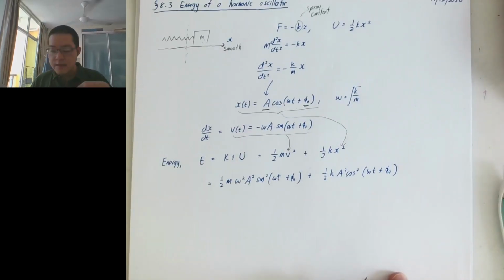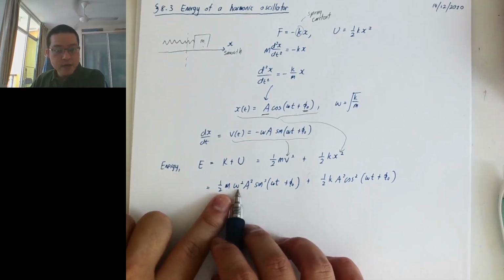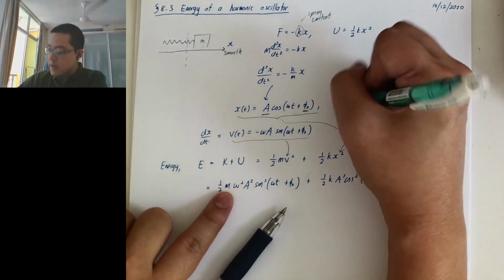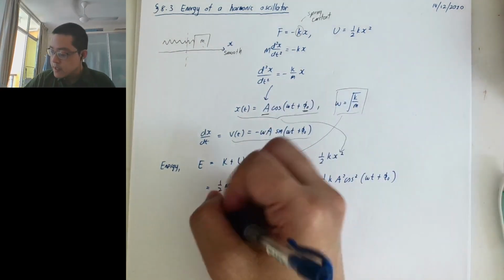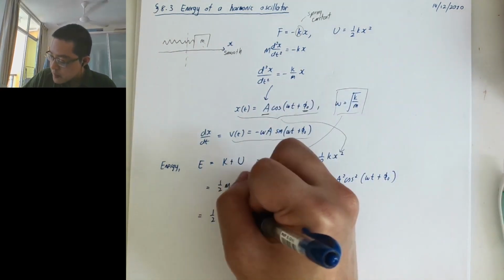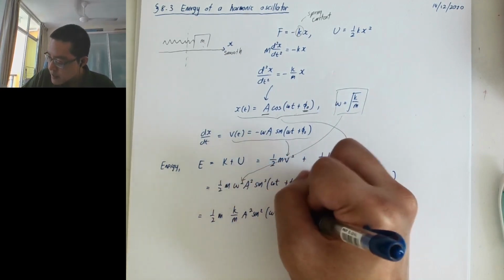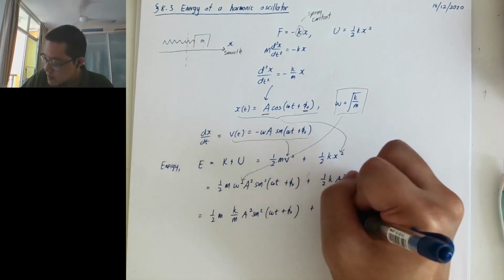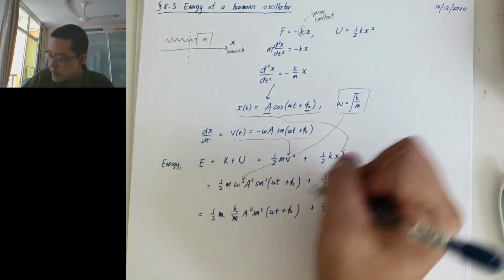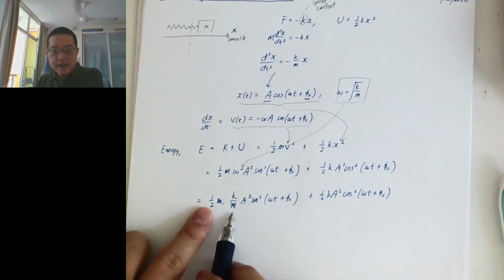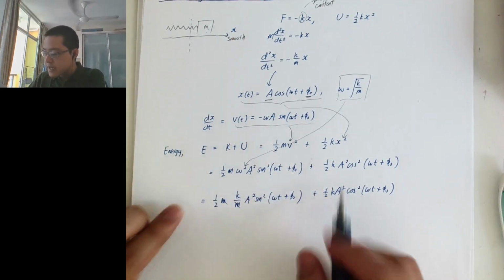Then we can try to simplify further, because as you can see, over here we have omega squared. Omega is given by this expression, so I can put it here as well. So I have half m, k over m, a squared sine squared (omega t plus phi 0), and then plus half k a squared cos squared (omega t plus phi 0). So I can cancel the m. Then after cancelling the m, we recognize that everybody has a factor of half ka squared, so I can take it out.